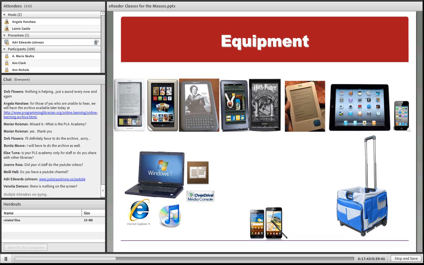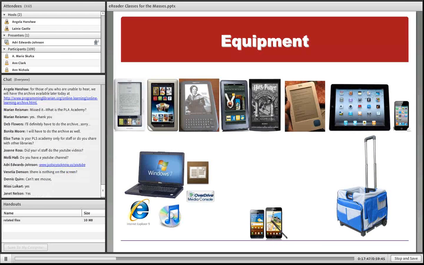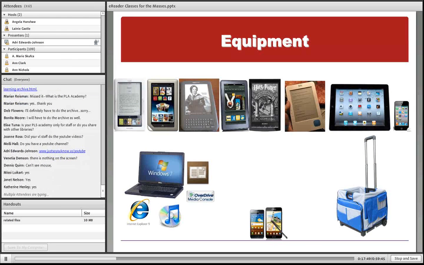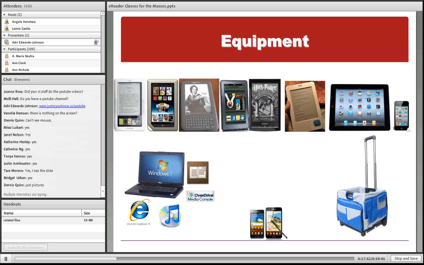There's nothing on the screen. Okay. Can anyone see anything on their screen? Okay, good. All right.